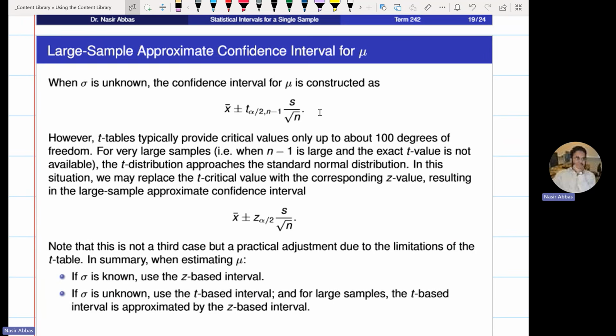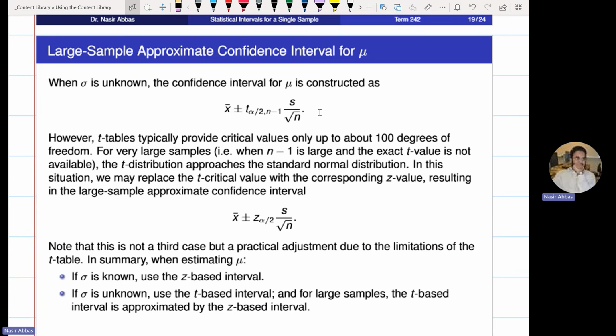So in case your sample size is too big, this is not a third case. There are only two cases: sigma is known, sigma is unknown. Now this is a limitation of the t table. It's not a case. It's a limitation of your t table that it doesn't give you the comprehensive degrees of freedom. So because of that limitation, you come up with a solution, and the solution is you plug in the value of t corresponding to v equals infinity. Z distribution is actually a t distribution when the degree of freedom is infinity.